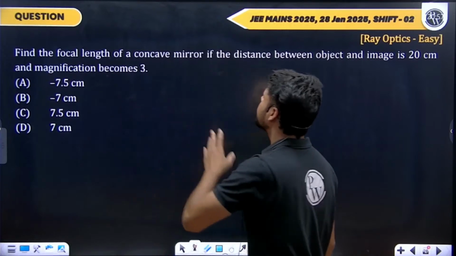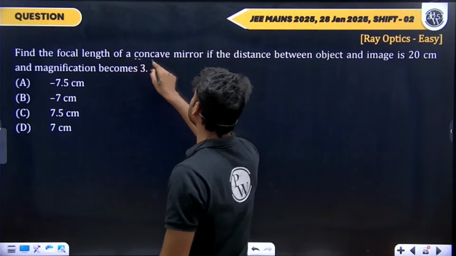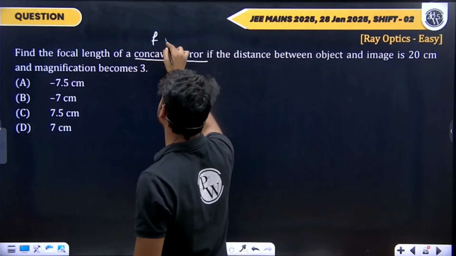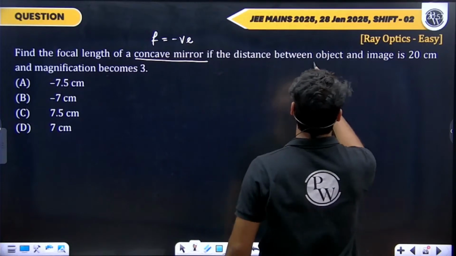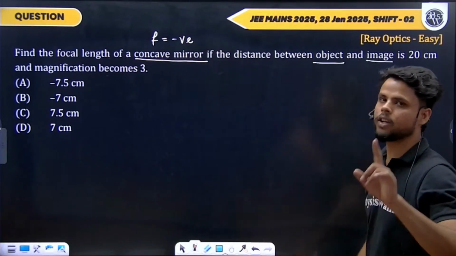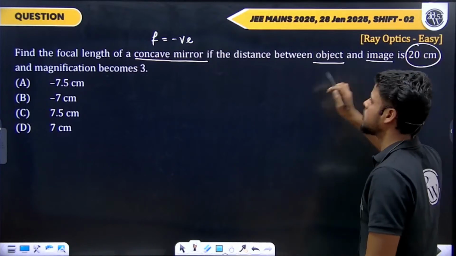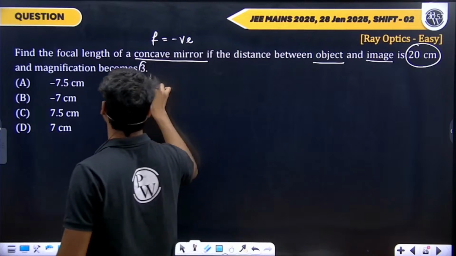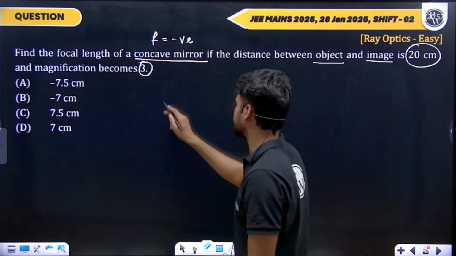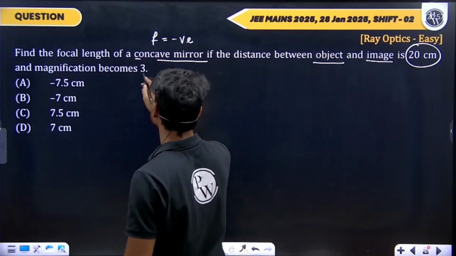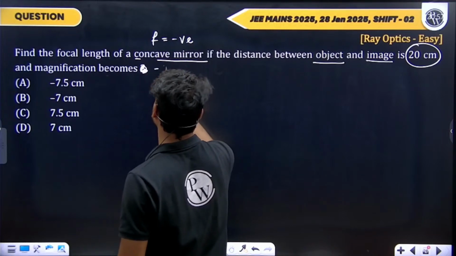Find the focal length of a concave mirror. We are having a concave mirror. Focal length of a concave mirror is negative. If the distance between object and image is coming out to be 20 centimeter, and the magnification becomes 3. Okay, in concave mirror, I think there is some typo. This magnification should be minus of 3, not 3. This should be minus of 3.